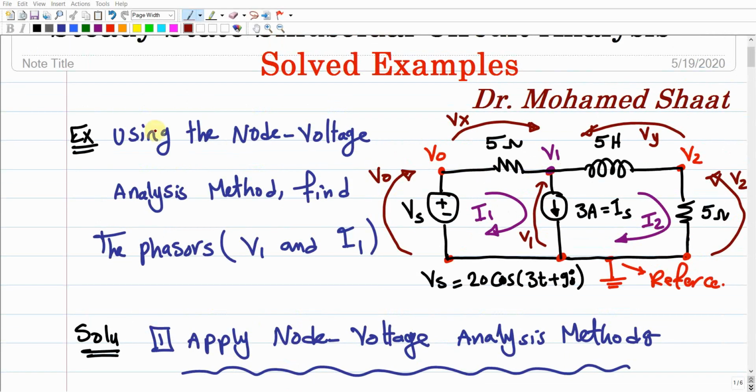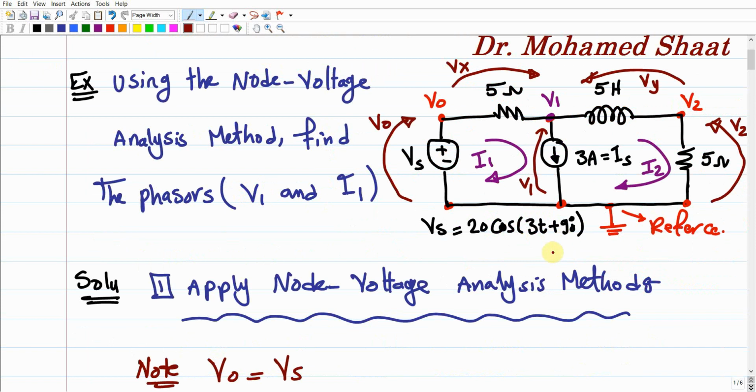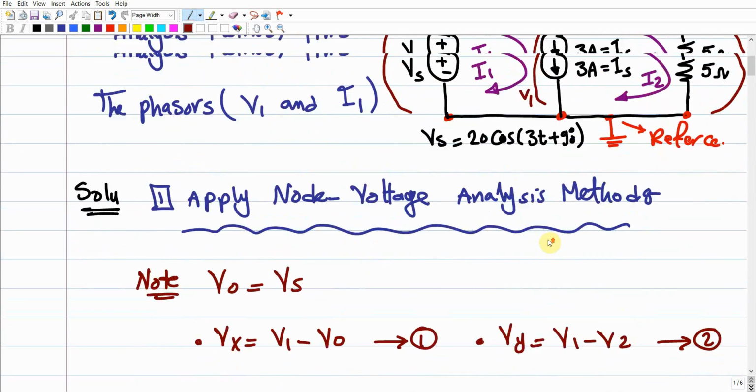So as I mentioned, we need two equations for the two unknowns V1 and V2, but before we do so, we have to convert this electrical circuit. You can do this as the first step before directly applying the node voltage analysis method. You can first convert this electrical circuit from the time domain to the frequency domain. We're still working in the time domain here, but we have to convert it into the frequency domain.